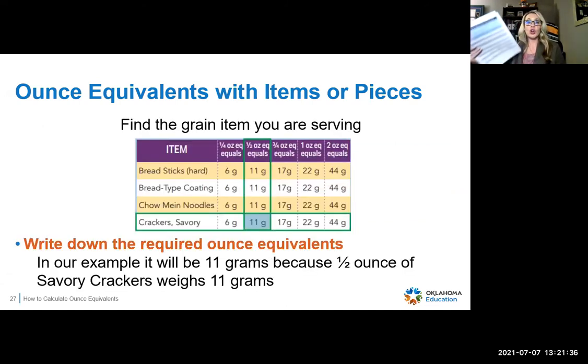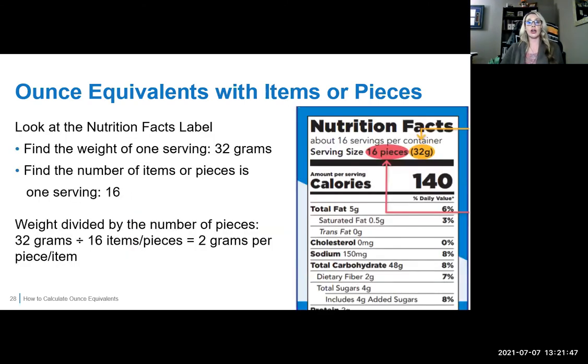So if we use our chart and we need a 1/2 ounce equivalent, it will tell us we need 11 grams. So we need 11 grams to be a 1 ounce equivalent of savory cracker. So we can do this by a couple of ways. We can go into our nutrition facts label for our savory cracker, and it says here for 16 pieces, you need 32 grams. So if you take the 32 grams and divide it by 16 pieces, it tells you you need 2 grams. That is 2 grams per piece.